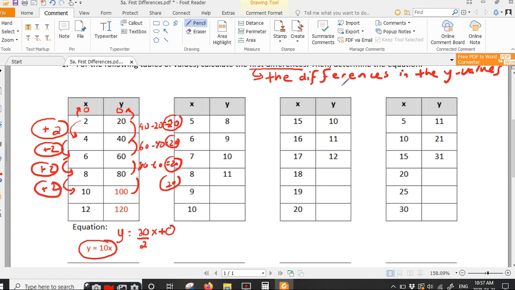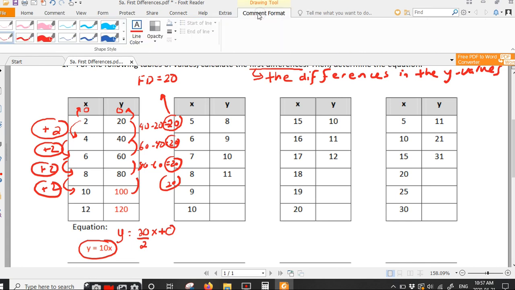Oh, so I guess I never answered. What is the first difference then? So in this case, the first difference, so I'm going to put FD for first difference, is equal to 20. Okay? So let's take a look at, I'm going to do one more example, and all of these are the exact same. I'm going to skip this one so that you can do it. I'm going to do this one.